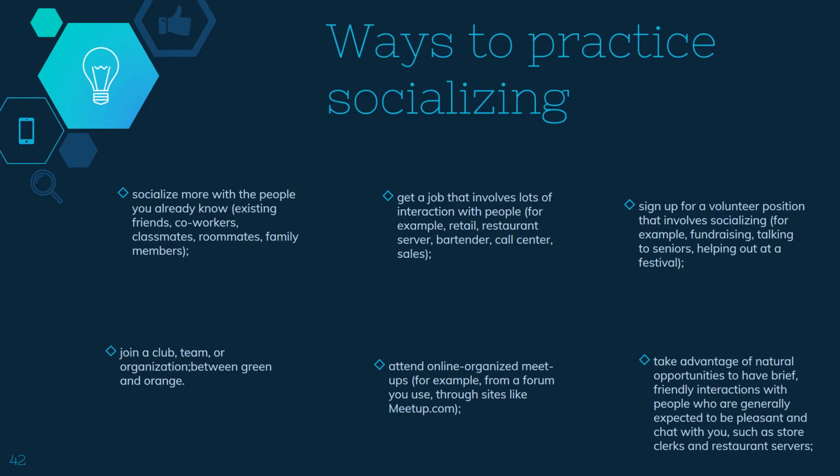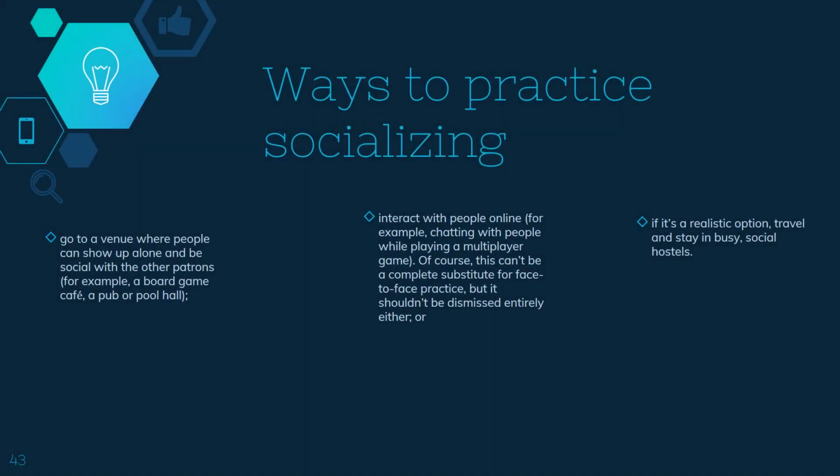Attend online organized meetups, for example, from a forum you use, or through sites like meetup.com. Take advantage of natural opportunities to have brief, friendly interactions with people who are generally expected to be pleasant and chat with you, such as store clerks and restaurant servers. Go to a venue where people can show up alone and be social with the other patrons, for example, a board game cafe, a pub or pool hall.